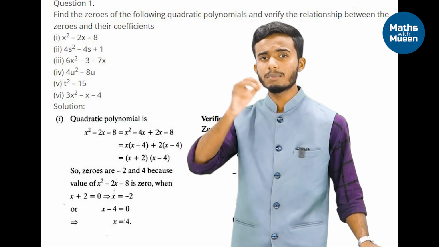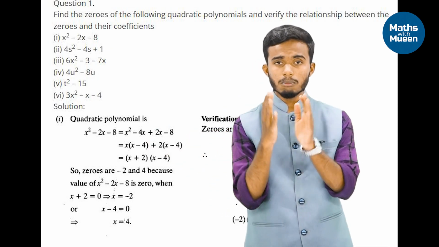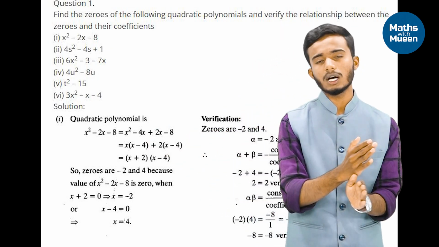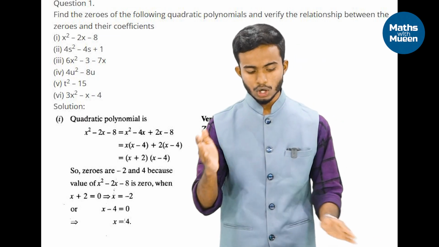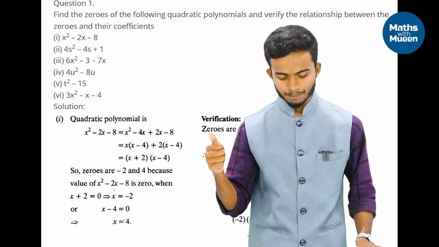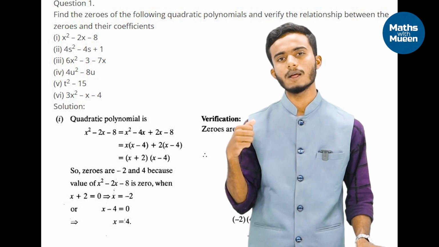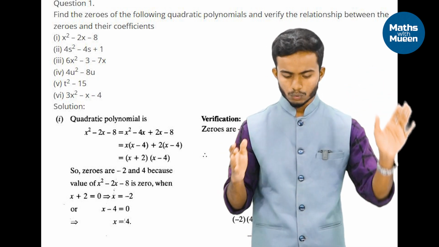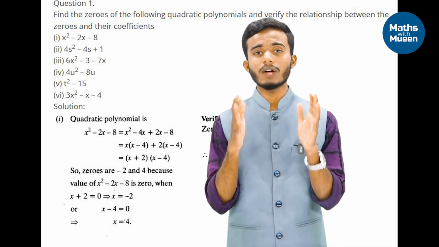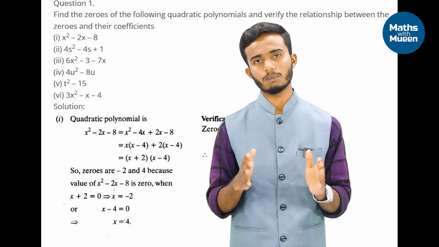As we know that a, b, c are the coefficients, so the number which is in front of the variable is called the coefficient. So a is 1, b is minus 2 and c is minus 8. This we have to write on one side. Then we have to factorize the given quadratic polynomial.